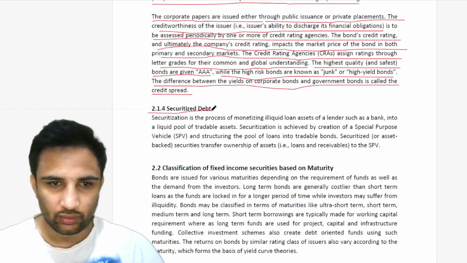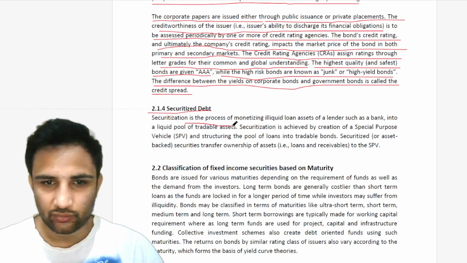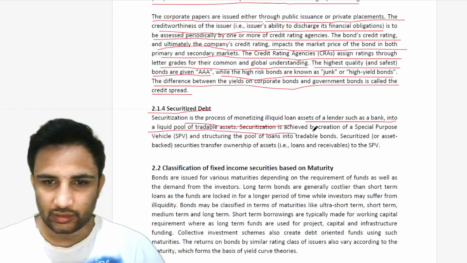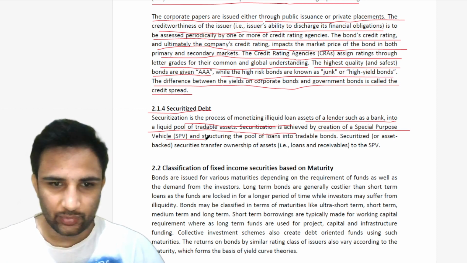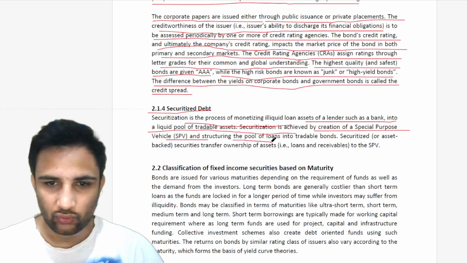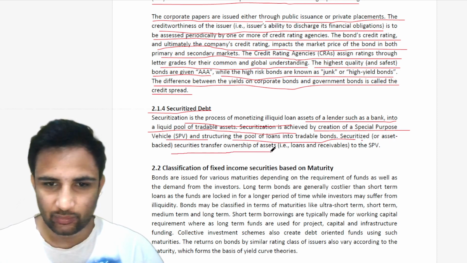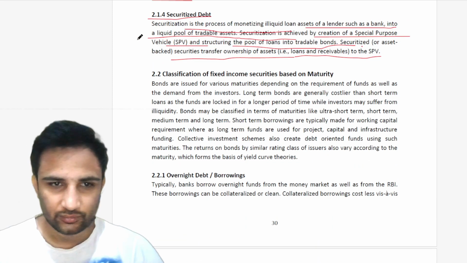Chapter 2.1.4 Securitized Debt. Securitization is the process of monetizing an illiquid loan asset of a lender, such as a bank, into a liquid pool of tradable assets. Securitization is achieved by creation of a special purpose vehicle (SPV) and structuring the pool of loans into tradable bonds. Securitized or asset-backed securities transfer ownership of assets, that is, loans and receivables, to the SPV.